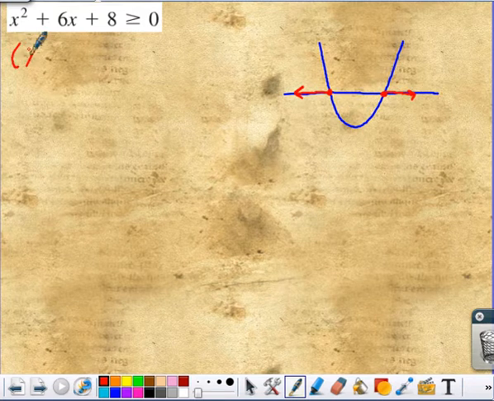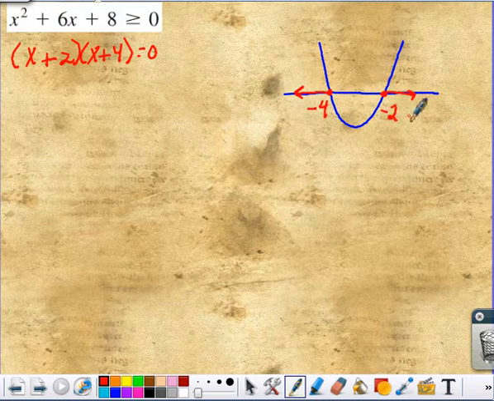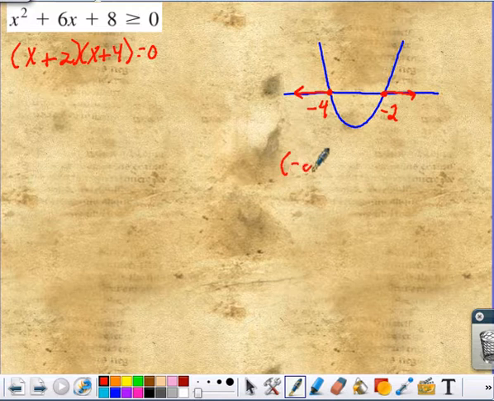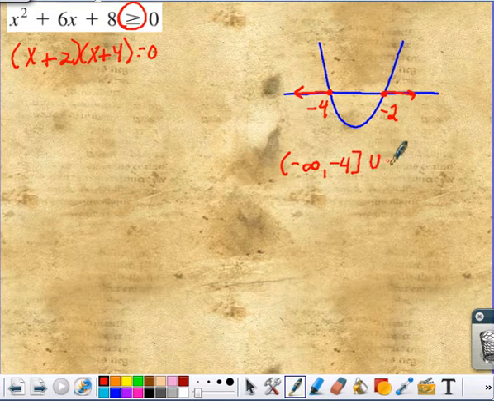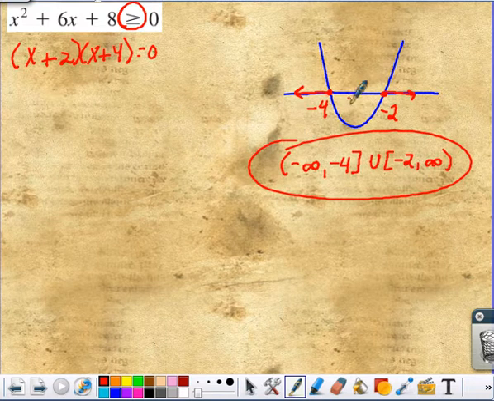We factor and we get x plus 2 and x plus 4. We set that equal to 0 to find out where it actually crosses. Solve that, you get negative 4 and negative 2. So your parabola will be above the x-axis everywhere from negative infinity up to negative 4, including, because it's or equal to, all the values from negative 2 up to infinity. So again, all values except for the values between negative 4 and negative 2.